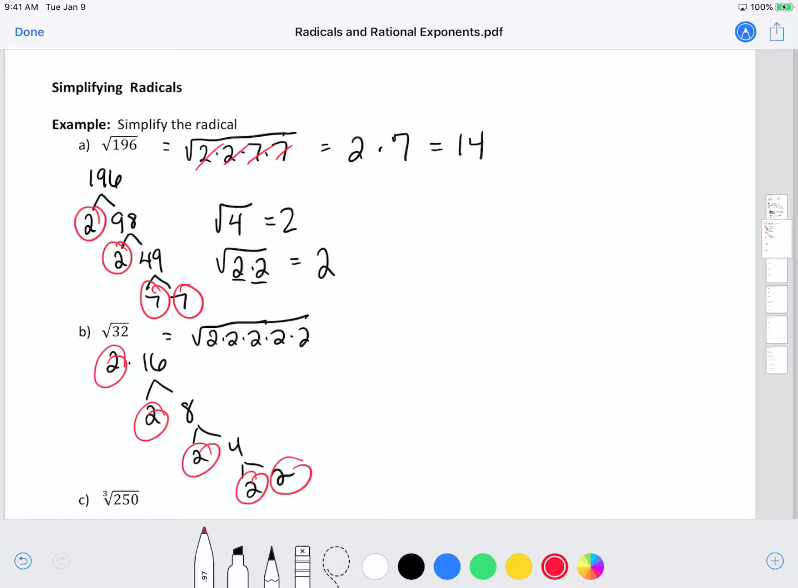Now every time I have 2 of the same number under there, because this is a square root, I can bring it outside of the radical as one of those numbers. So there's a pair of 2's, I can bring it outside as 1 2. Here's another pair of 2's, I can bring it outside as another 2. This 2 doesn't have a partner, so it's going to stay underneath the radical. So my final answer is going to be 2 times 2 on the outside, which is 4, and I still have 1 2 left underneath.